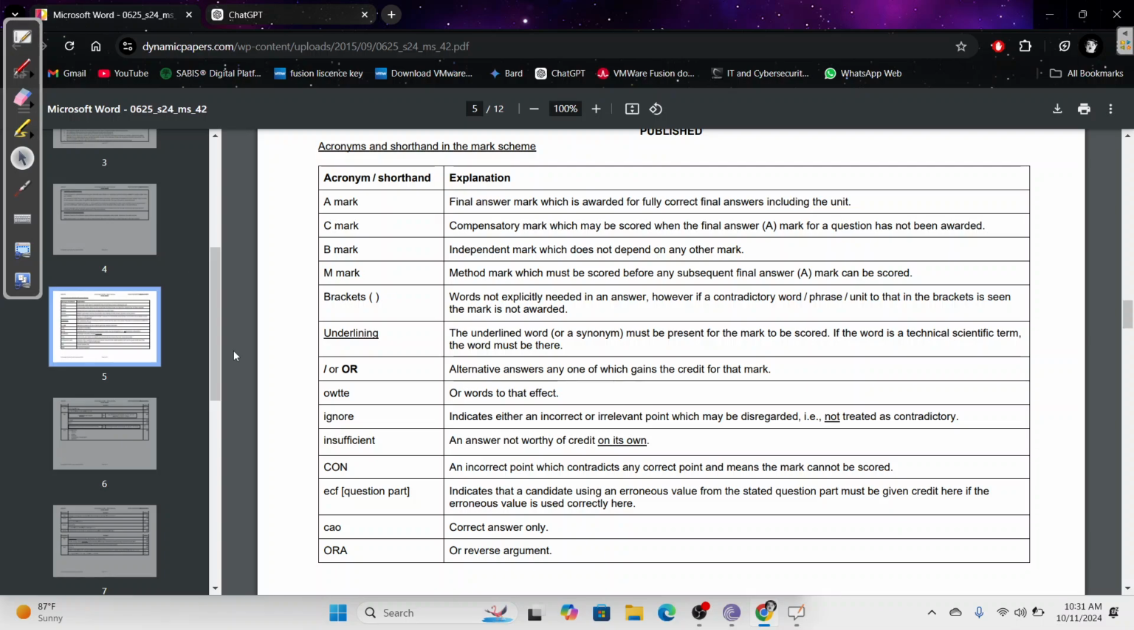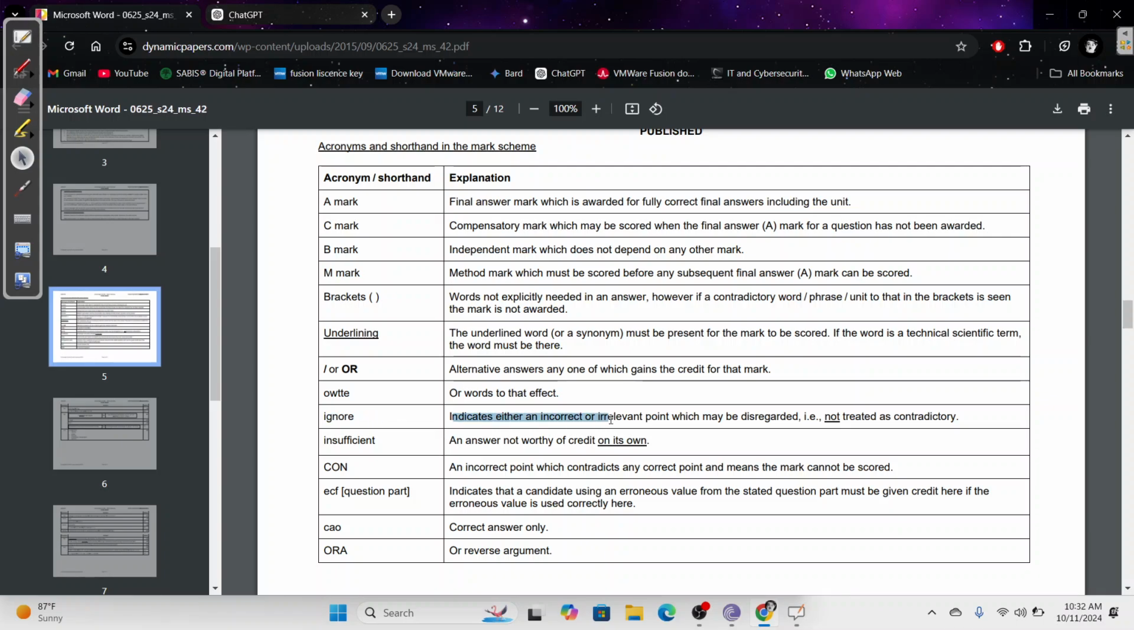OWTTE, or words to that effect. Okay. If you did bio, the simplest way I can explain it: if you did bio periodic, the one that had past papers, there was in the mark scheme, like you would see some questions that had AW, alternative wording, or any valid point. OWTTE means alternative wording, or words to that effect, so words that are alternate but give the same meaning.